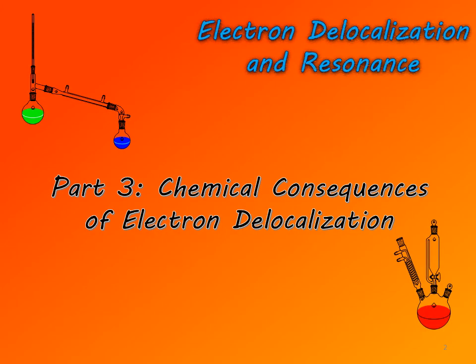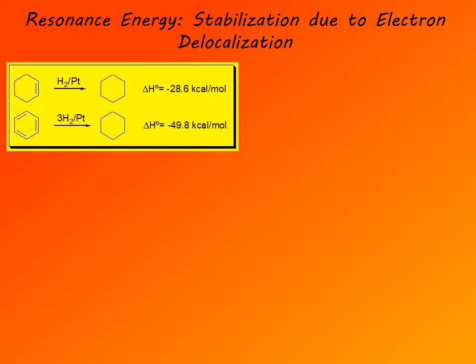In this video, we are going to look into chemical consequences of electron delocalization. A molecule with delocalized electrons is more stable compared to a hypothetical molecule that would not have delocalized electrons. And we can actually calculate the exact amount of energy that is due to electron delocalization. We call that resonance energy. The process of calculation of that energy is shown here on example of benzene.